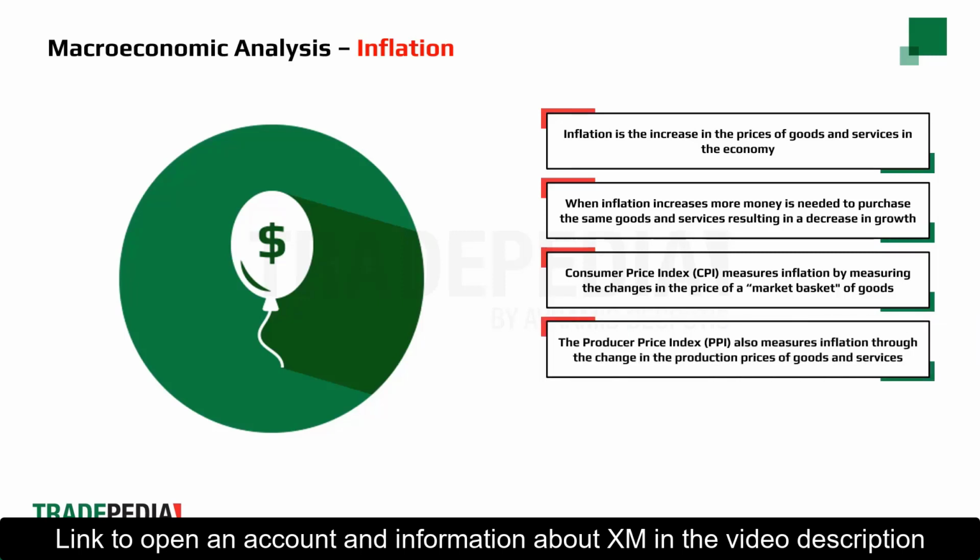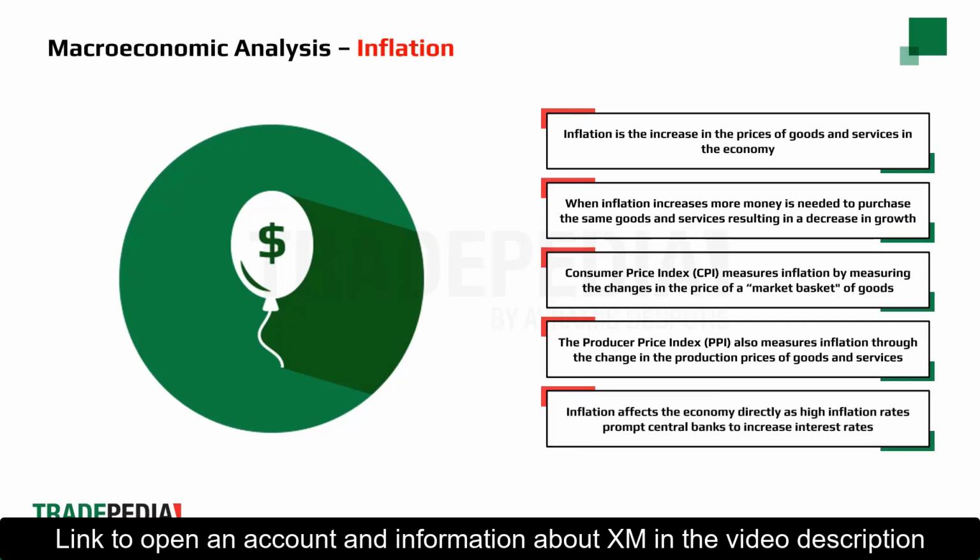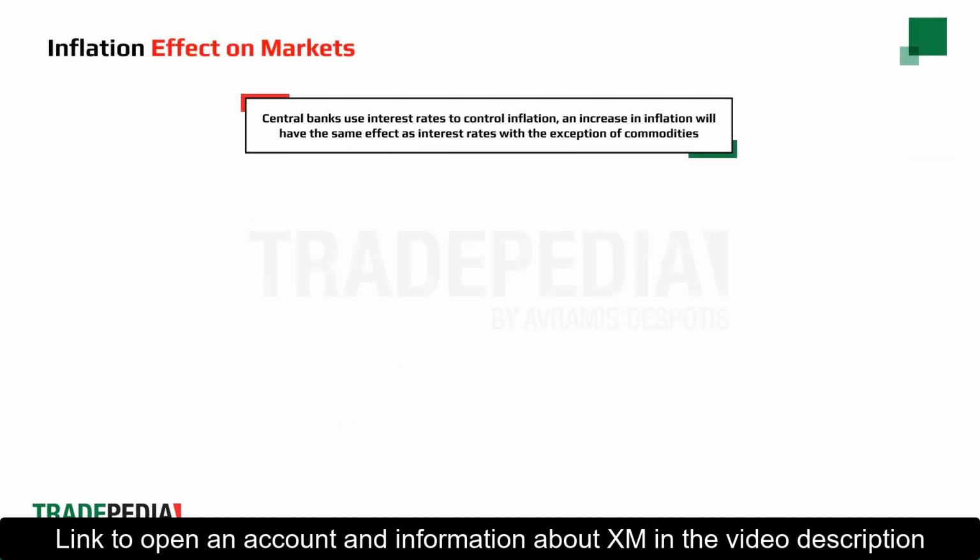Another measure of inflation is the Producer Price Index, PPI, which measures the change in the production prices of goods and services. Inflation has a direct effect on the economy, because high inflation rates will prompt central banks to increase interest rates. Central banks use interest rates to control inflation.